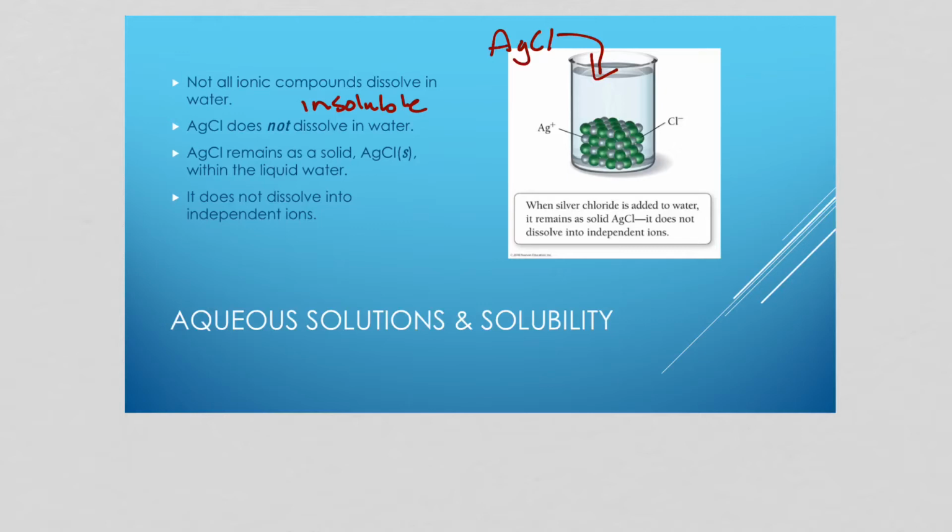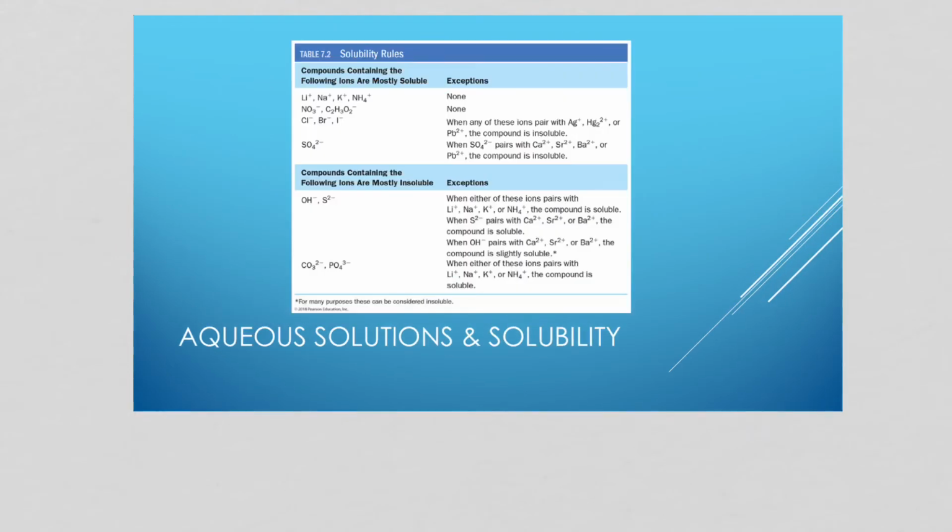So, how do we know what ionic compounds are going to dissolve in water and be soluble, and what ionic compounds are not going to dissolve, are insoluble in water? Well, we have a set of rules, right? These are called ionic compound solubility rules, or just simply solubility rules. And we can see them here listed in our table.